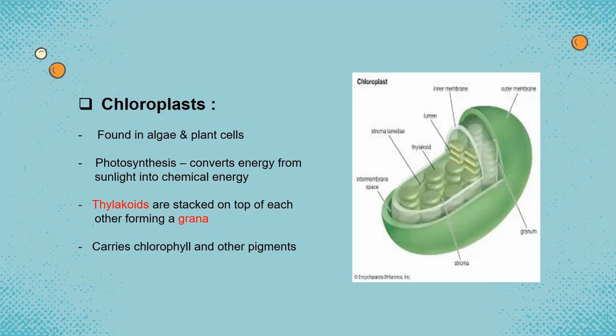Chloroplast. Chloroplast is found in algae and plant cells. It is not found in animal cells. It goes through photosynthesis. The function of chlorophyll is to go through photosynthesis, which converts energy from the sunlight into chemical energy. The thylakoids are stacked on top of each other, forming a grana. The chloroplast also carries chlorophyll and other pigments.